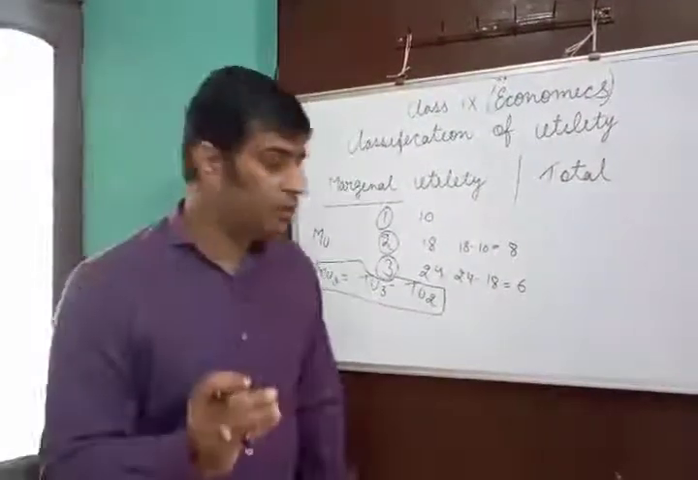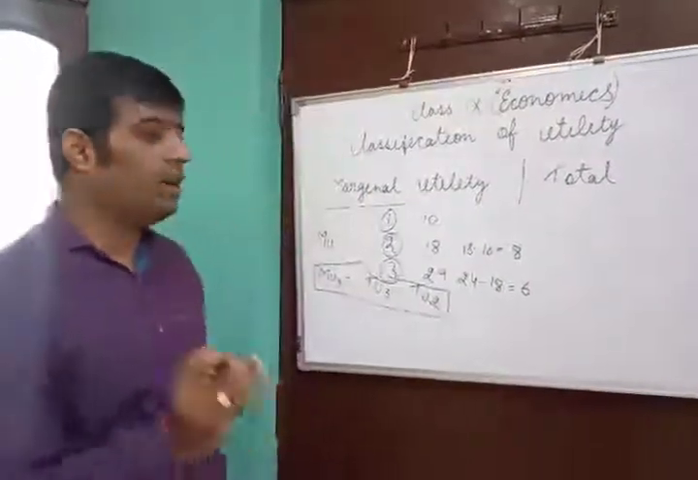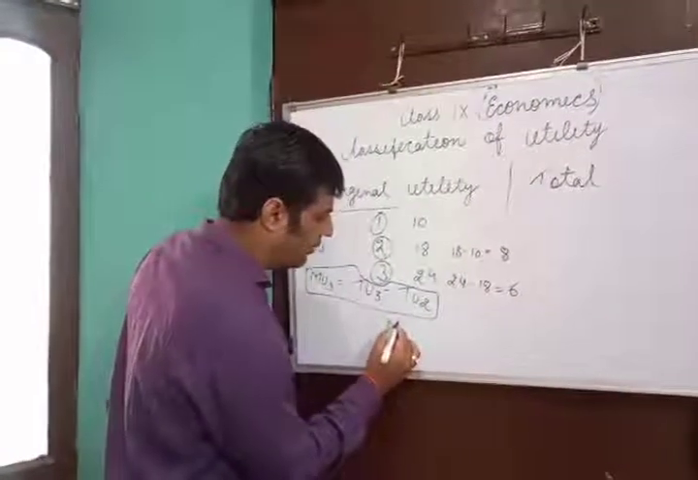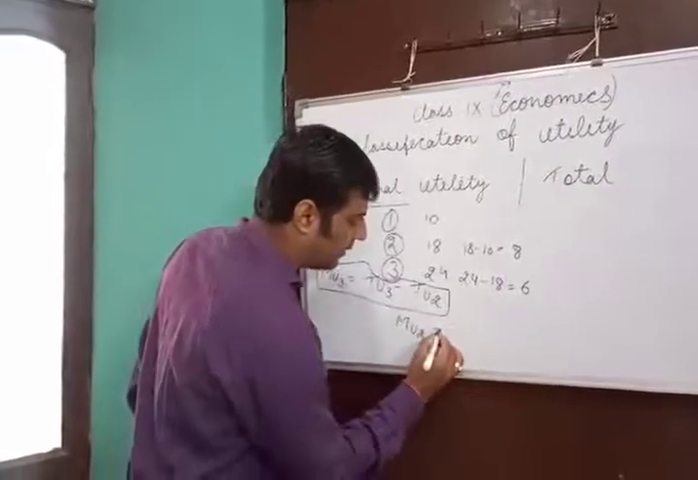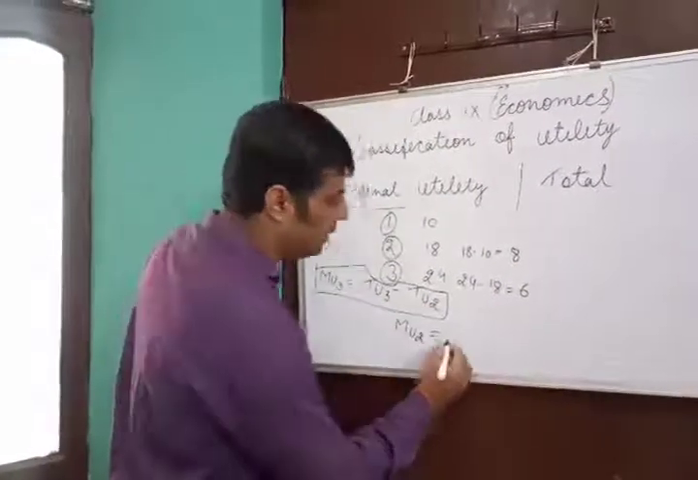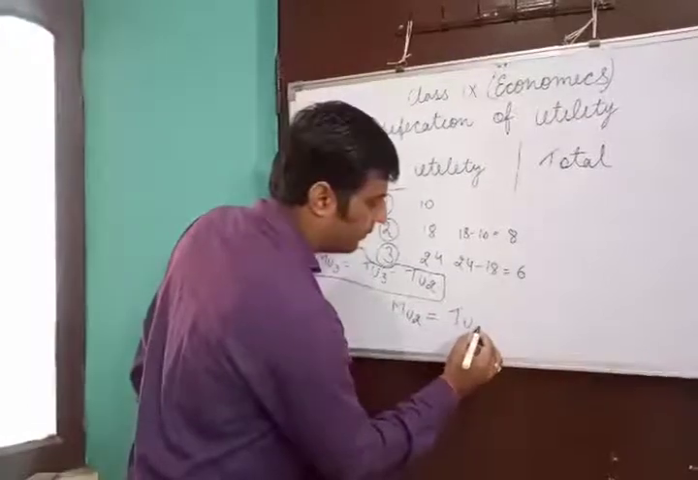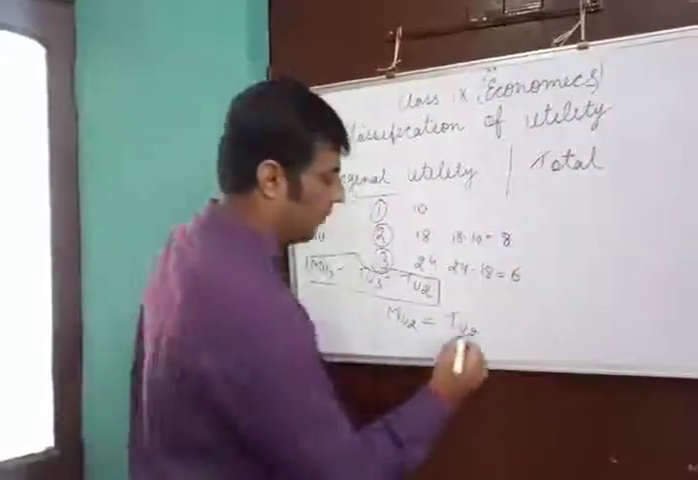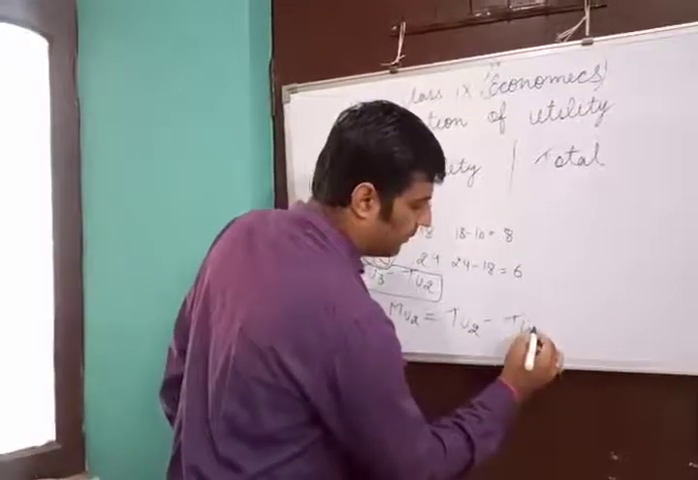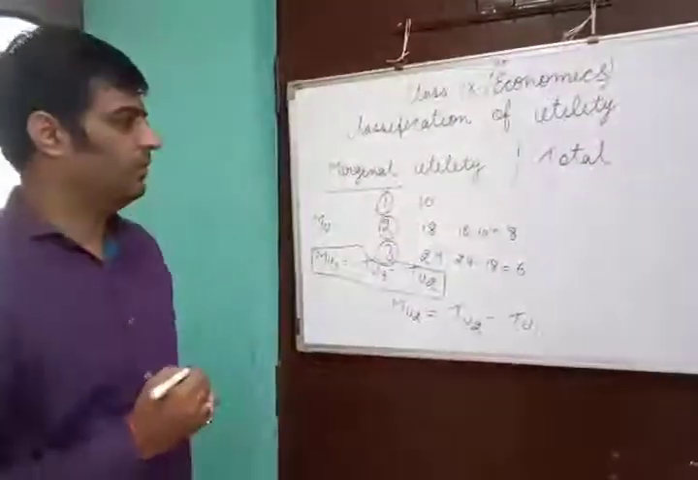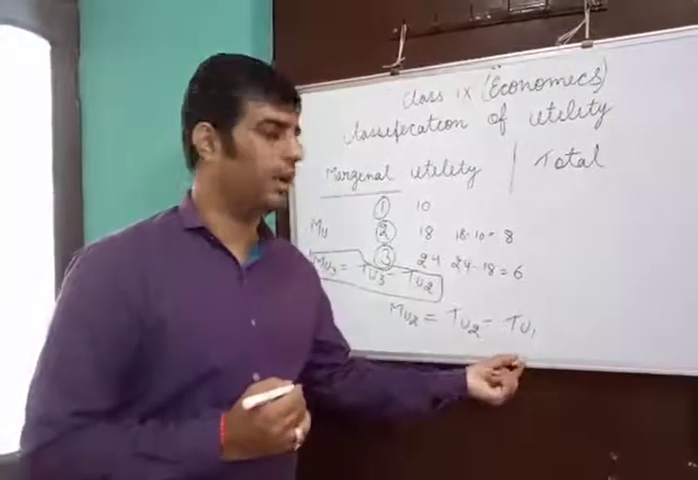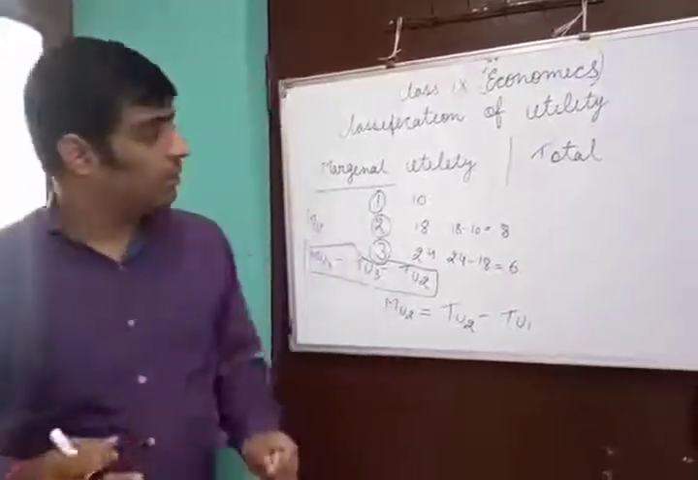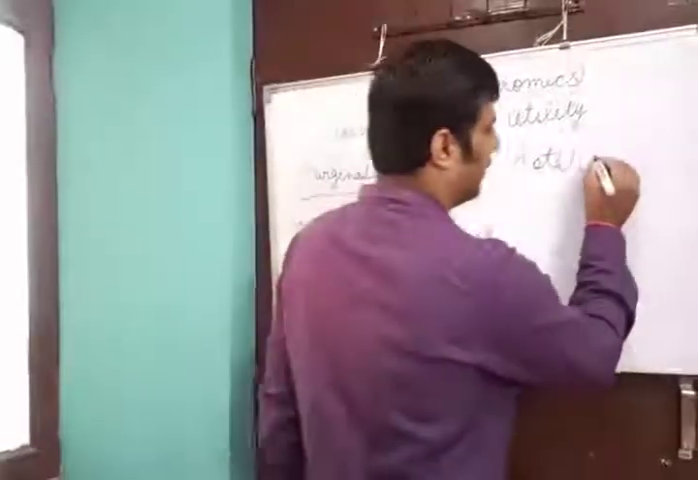And if I ask you the marginal utility of the second chapati, then what would be the formula? Marginal utility of the second chapati is equal to total utility till second minus total utility of the first chapati. You must have understood this formula. Now, second is total utility.